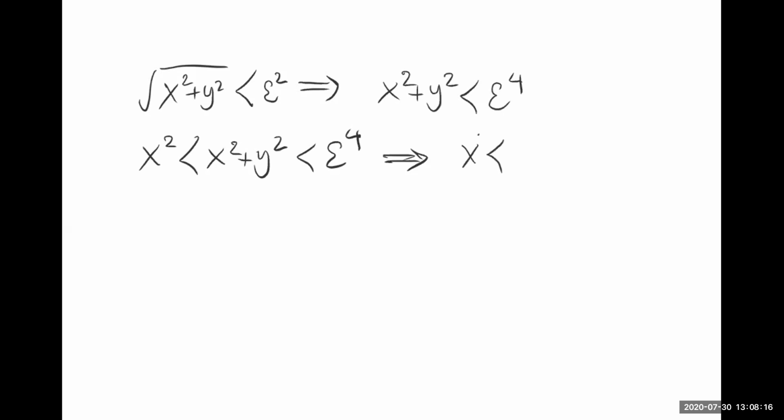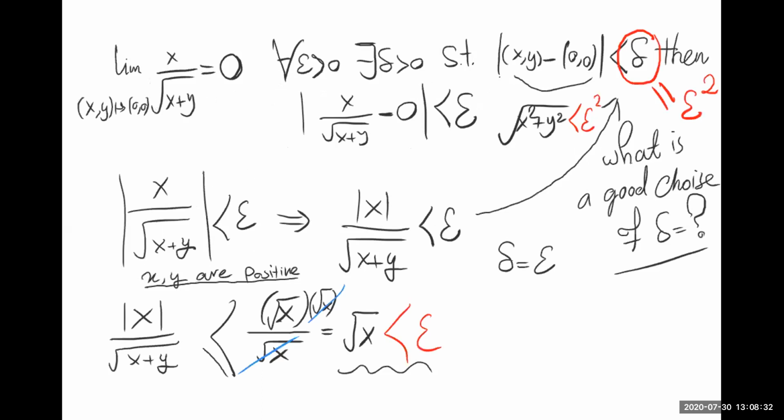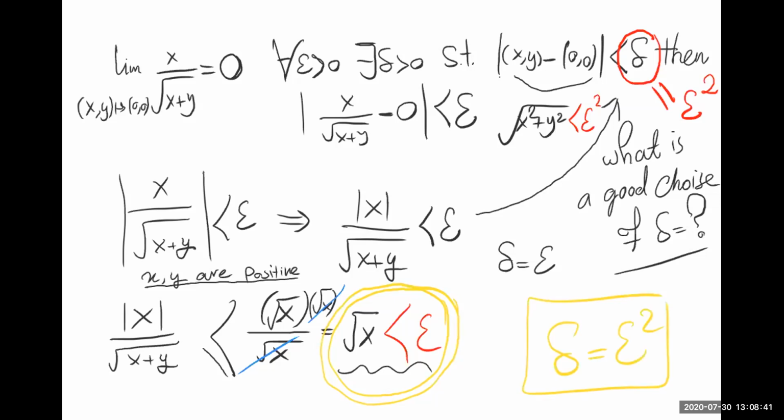Therefore, x squared is less than epsilon to the 4, which means the absolute value of x is less than epsilon squared, which means the square root of the absolute value of x is less than epsilon. Well, that's exactly what we want. Why? Let's go back. This is what we like to have: square root of x less than epsilon. And the choice of delta equal to epsilon squared gave us that. So it's a pretty straightforward inequality. And that means the limit is 0.